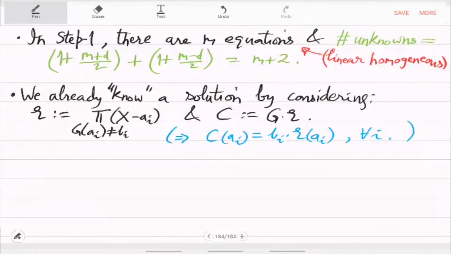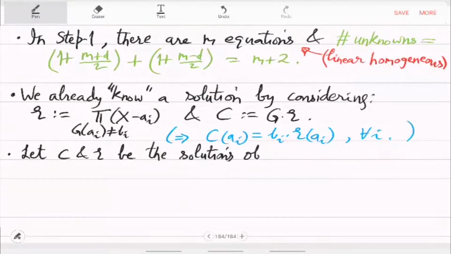So, let C and E be the solutions obtained in step 1. The linear system solver gives you some C and E. It might not be this ideal case C and E. So, how do you know about C divided by E? It may not be G. So, let us see that.